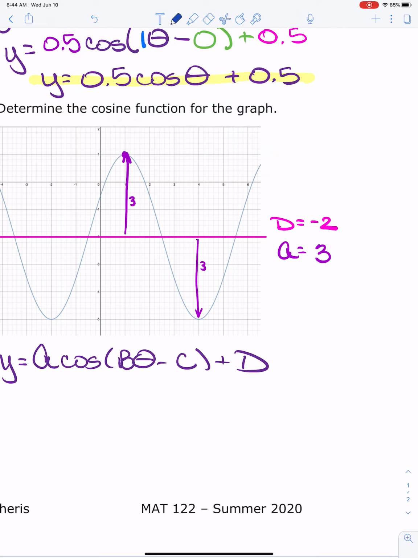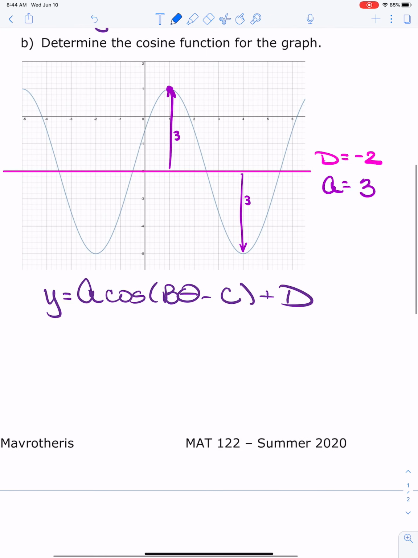Period. Oops, wrong color. So I don't have 2 maximums to check off, so I can use these 2 minimums. So this goes from -2 to +4. So my period equals 6. So 6 has to be 2 pi over b. B has to be 2 pi over 6. So my b is pi over 3.